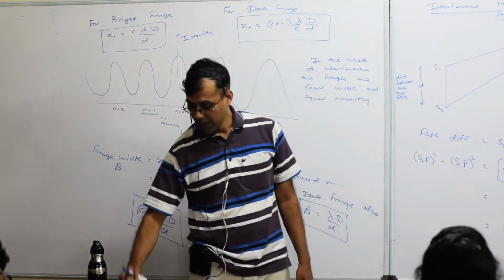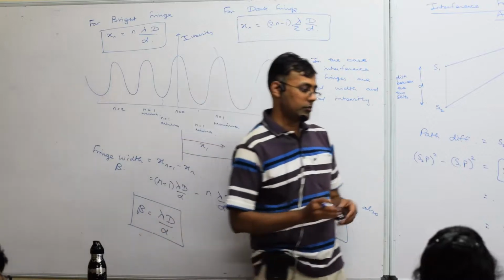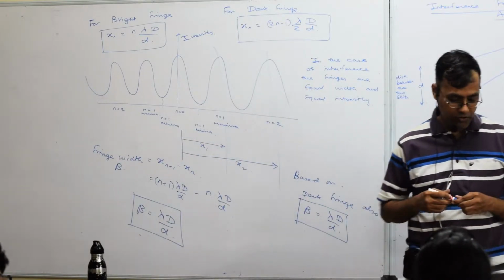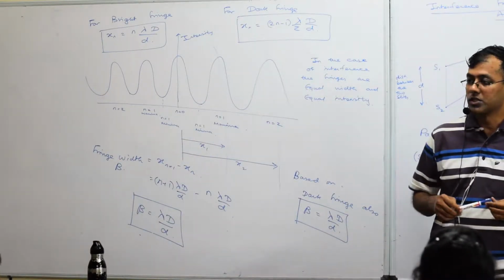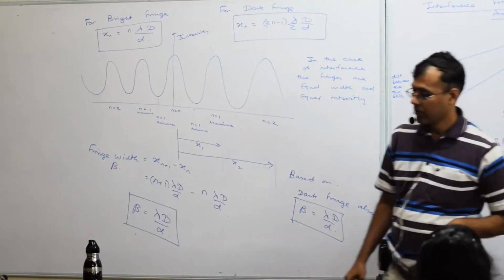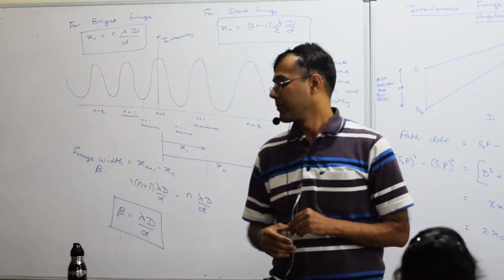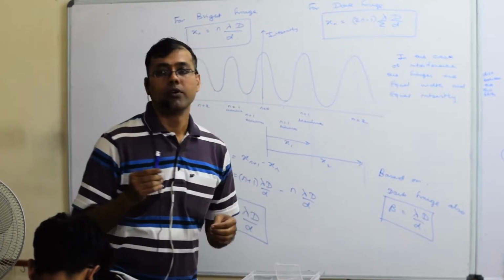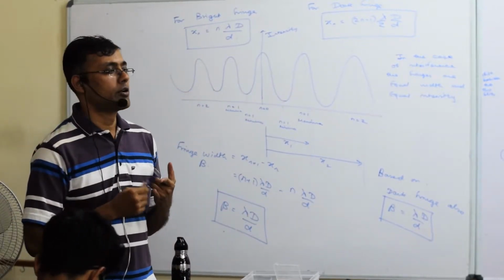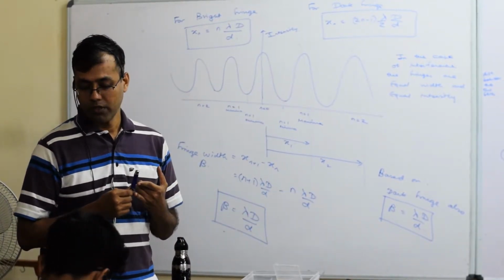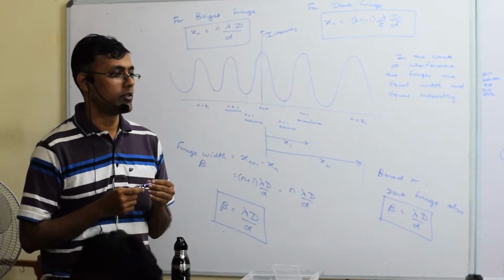So I would say beta is equal to lambda D by d is supposed to be one of the most important formulas for all your calculations, for all your numericals. So lambda D by d. So I told you red, green and blue, right? So we have three lasers. Which one is having the highest wavelength?